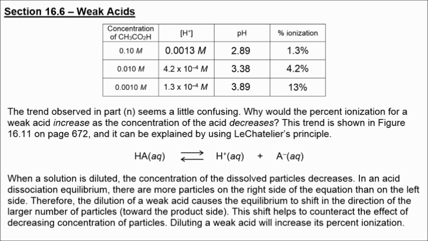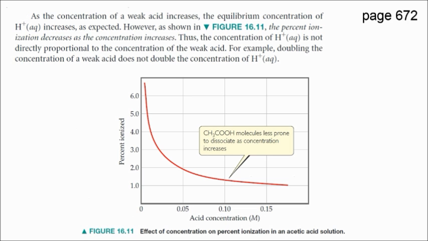When a solution is diluted, the concentration of the dissolved particles decreases, and the equilibrium will shift in the direction of the larger number of particles. So when you dilute a weak acid, you actually increase the percent ionization. You can see this trend on page 672, that an inverse relation exists between the concentration of the acid and the percent ionization.